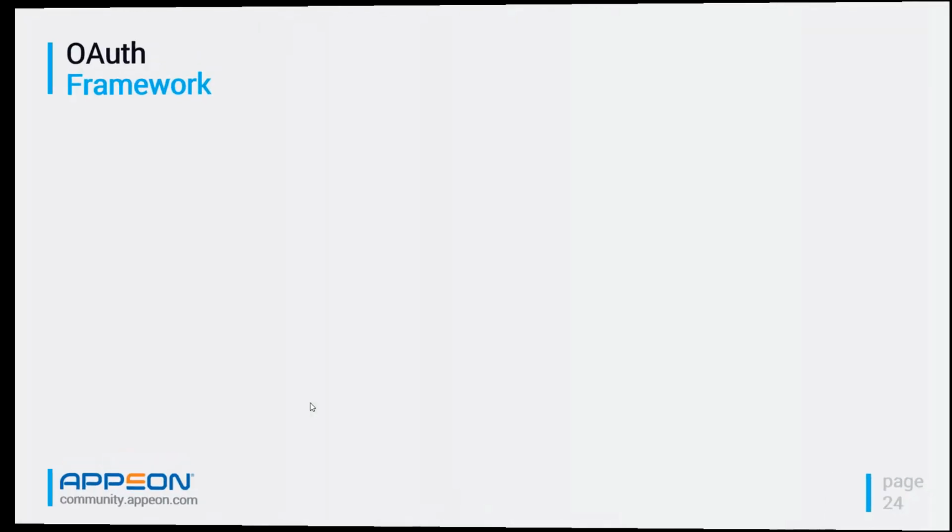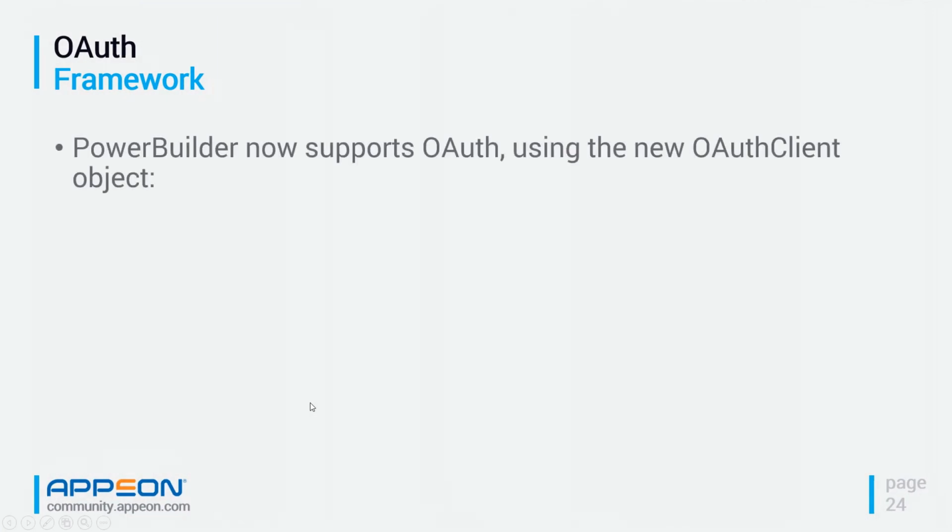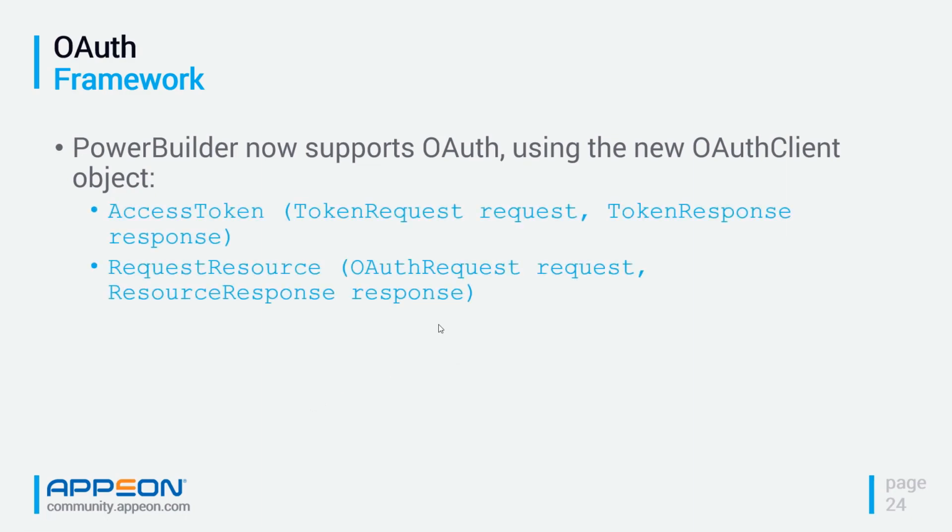So OAuth, as I mentioned earlier, is basically the pretty wide standard for doing authentication. And so there's a new object in PowerBuilder 2017 R3 called the OAuthClient object. It has a couple of different methods: an access token method and a request resource method. The access token gets the OAuth token. There's a token request object you send in that usually contains an ID value and a key that you received from the service that you want to call. This token response has the actual token.